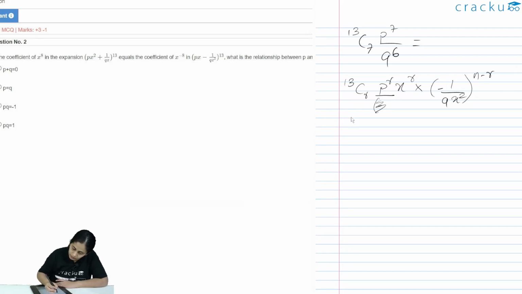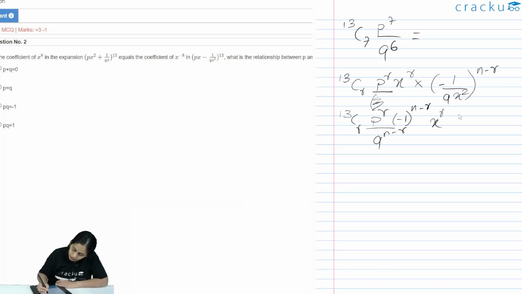So this is equal to how much? This is 13Cr p raised to r, minus 1 raised to n minus r, q raised to n minus r. This is equal to x raised to r and into x raised to minus 2n plus 2r. This is 3r minus 2n is equal to minus 8.